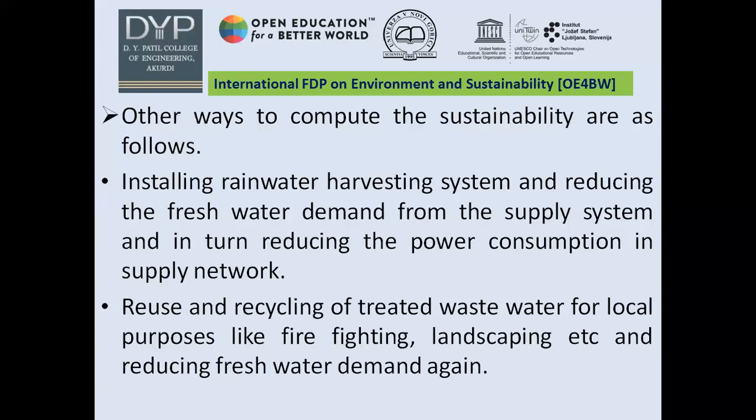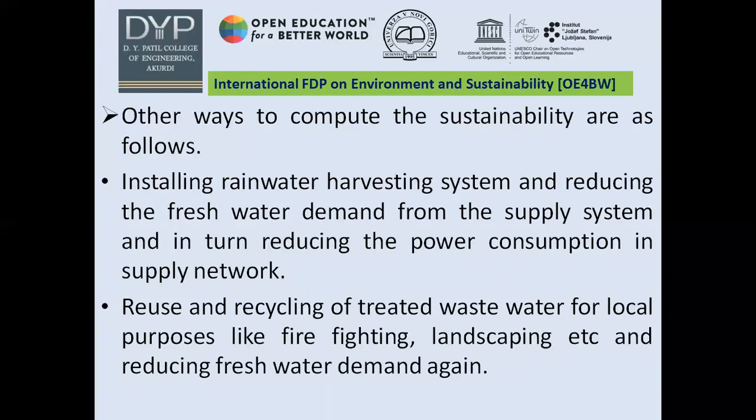Likewise, there are a few other ways to improve sustainability, as follows. We can install a rainwater harvesting system, and we can reduce the demand of fresh water from the supply system, and in turn reduce power consumption in the supply network. If fresh water needs to be supplied to different areas, higher energy is required, which will leave behind more carbon footprint. So if we reduce that demand of fresh water to be pumped from the supply network, we are reducing the demand of electricity, and hence we are moving towards sustainability.